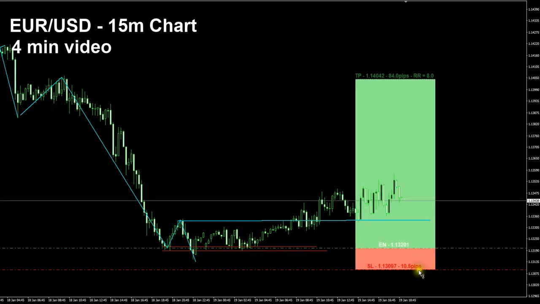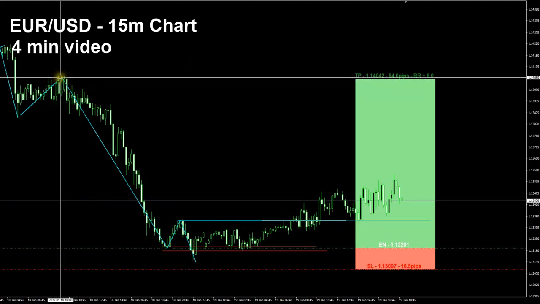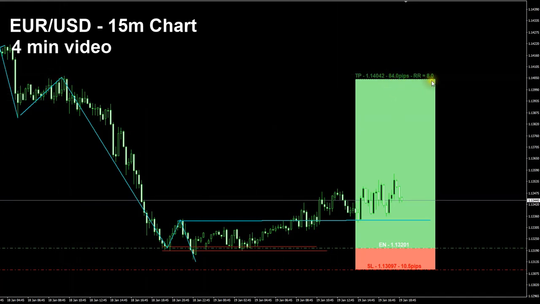So we've got our 10 pip stop loss here, and we're looking at basically the top of this previous high here. So we're looking at about 84 pips. We've got an 8-to-1 risk reward ratio here, which to me is absolutely fantastic. It means that if the market does come down and stop us out, okay, we've lost a very, very small amount, just 10 pips. However, the reward could be quite significant. So an 8-to-1 strategy here, I like that.